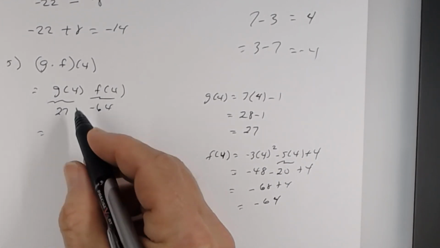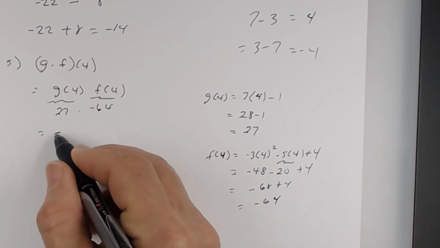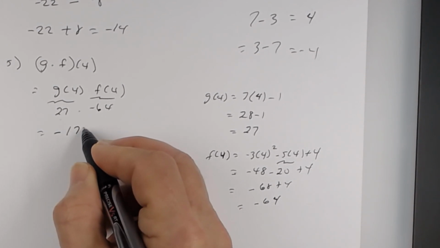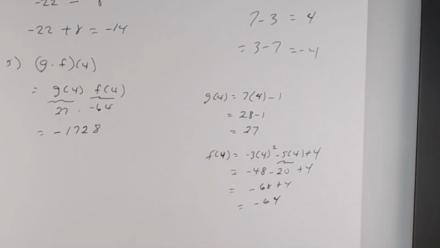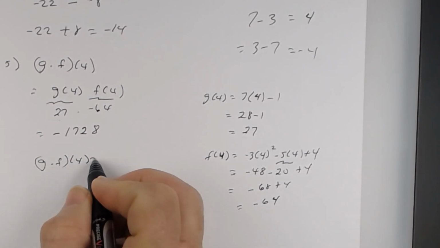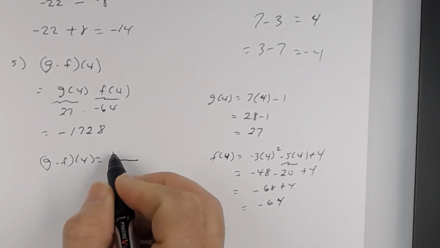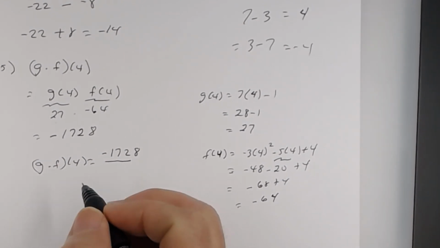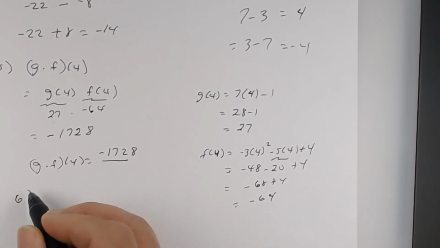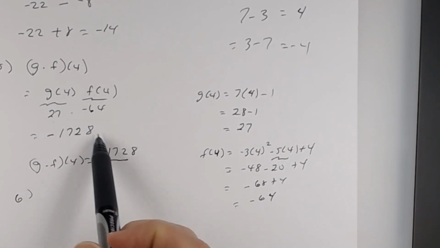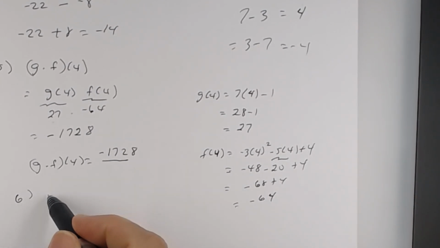I don't have my calculator with me. Would you get a negative what? Just tell me the digits one by one. 1728? Okay. So 1728. So you would say g times f at 4 is equal to what value? Negative 1,728. Okay?